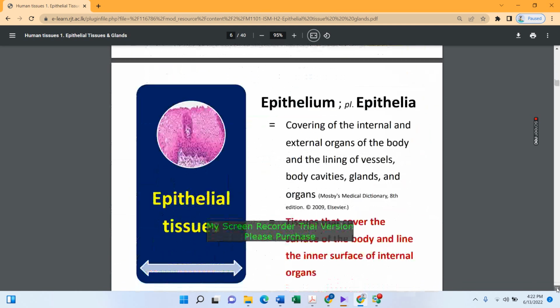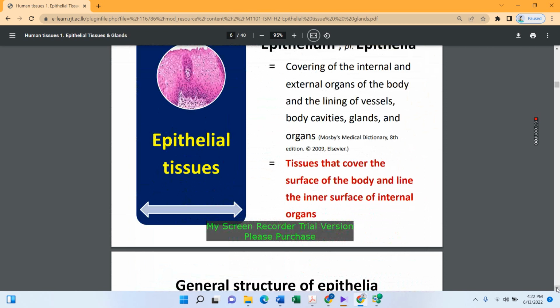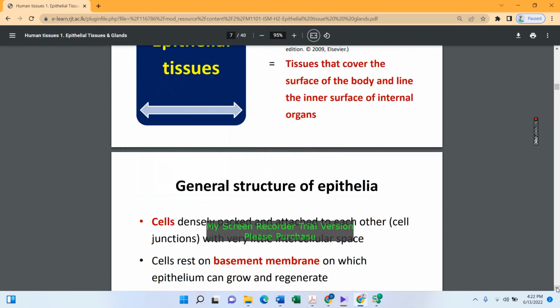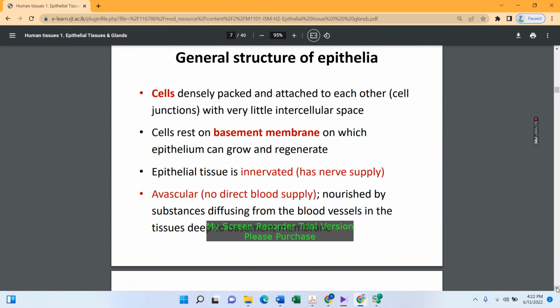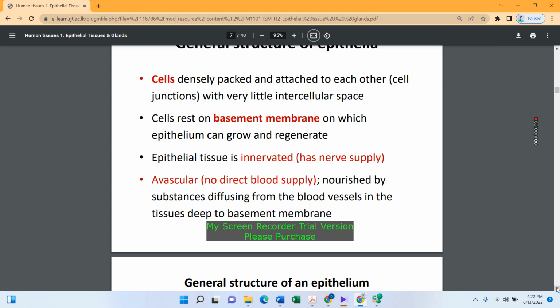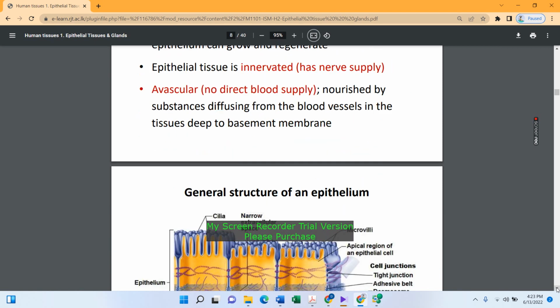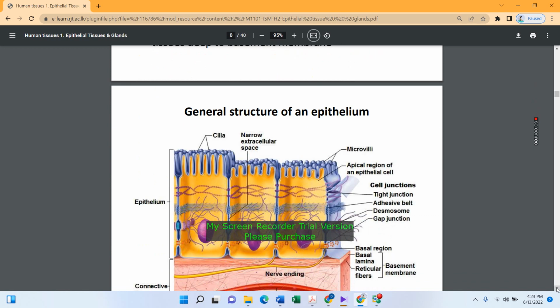Epithelia are the tissues that cover the surface of the body and line the inner surface of internal organs. General structure of epithelia: cells are densely packed and attached to each other with very little intercellular space. Cells rest on a basement membrane on which the epithelium can grow and regenerate. Epithelial tissue is innervated, it has a nerve supply, but it is avascular, with no direct blood supply. It is nourished by substances diffusing from blood vessels in the tissue deep to the basement membrane.